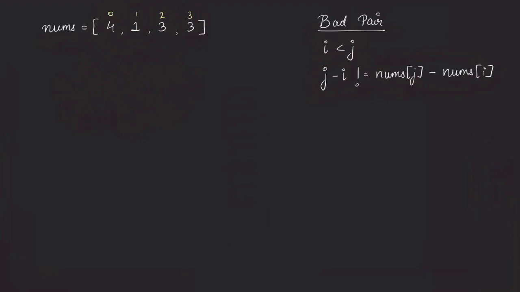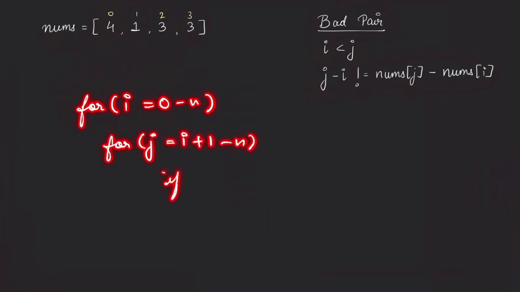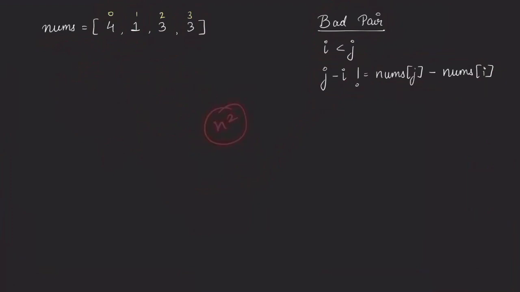Now, how to solve this? The brute force approach would be that you take two nested loops and try each and every combination to find out where you are having a bad pair, right? Basically, you can run a for loop of i starting from 0 going till n, and then another for loop of j starting from i plus 1 till n, and then check the condition of this bad pair. If it is, then you can count it, and at the end, you can return this count. But this will go till n square, and given the constraints, we cannot follow the approach of n square. So let's think of a better solution.